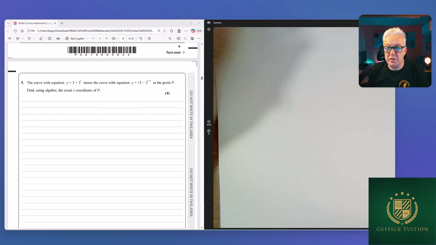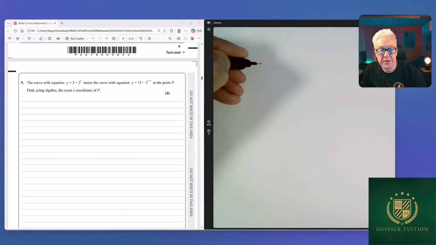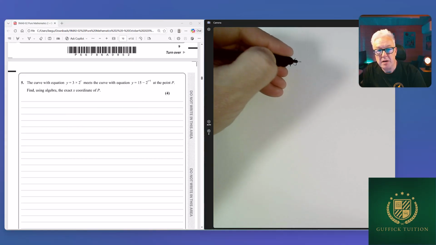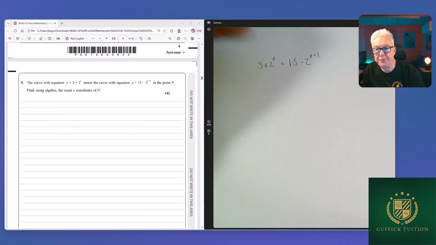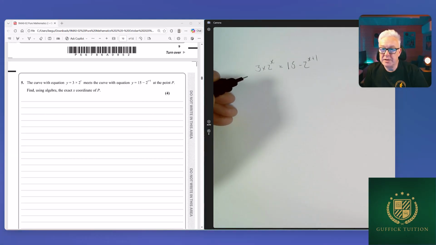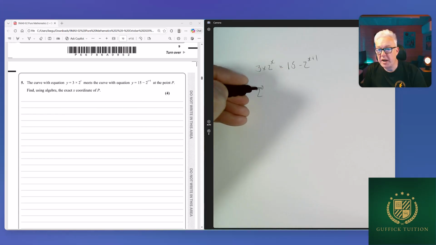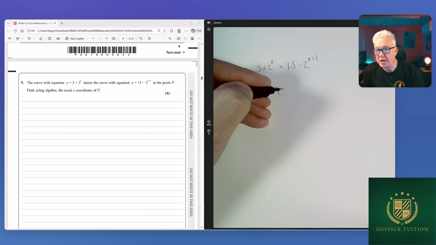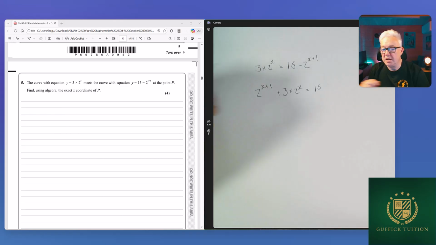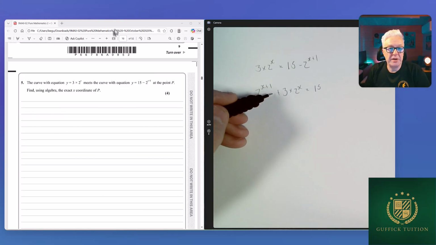So let's have a look at doing that. We have 3 × 2^x is therefore equal to 15 − 2^(x+1). So let's try and solve this, shall we? Let's get this over to the left hand side. So I'm going to have 2^(x+1) + 3 × 2^x = 15. So that's my first step. I've just taken this over to the other side.